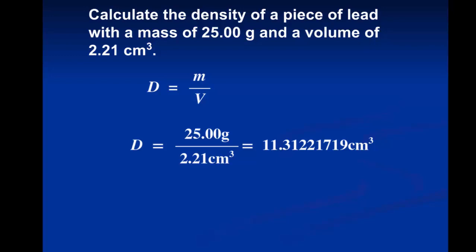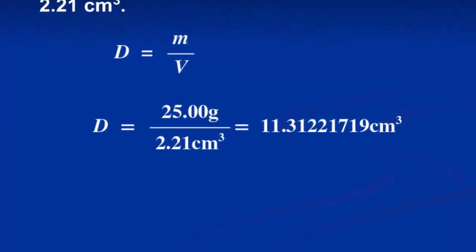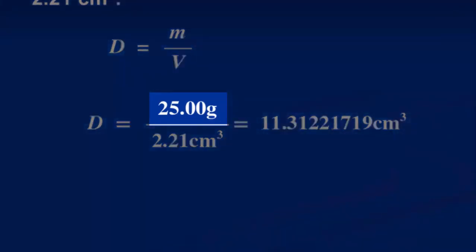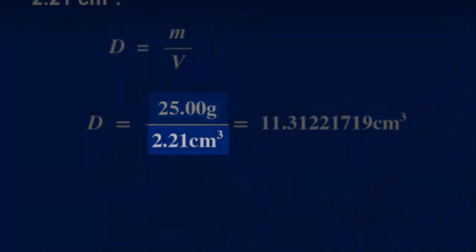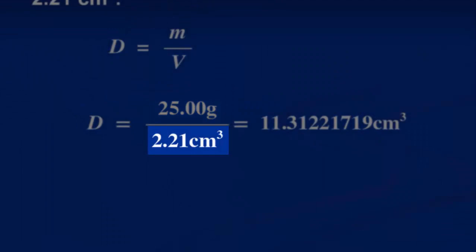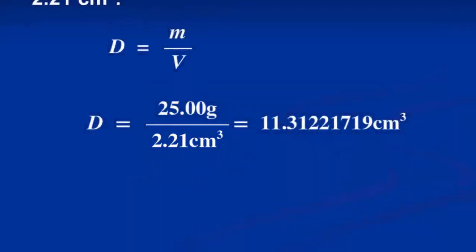That number has way too many decimal places. Even if you didn't know anything about significant figures, you would look at that number and go, I should probably round that. There's too many decimal places. I can't be that certain. Well, think about it. The 25.00 grams, that last 0, that's uncertain. And the 2.21 cubic centimeters, that 1, that's uncertain. It carries a lot of uncertainty. It means our answer can't be that certain. We have to round it.